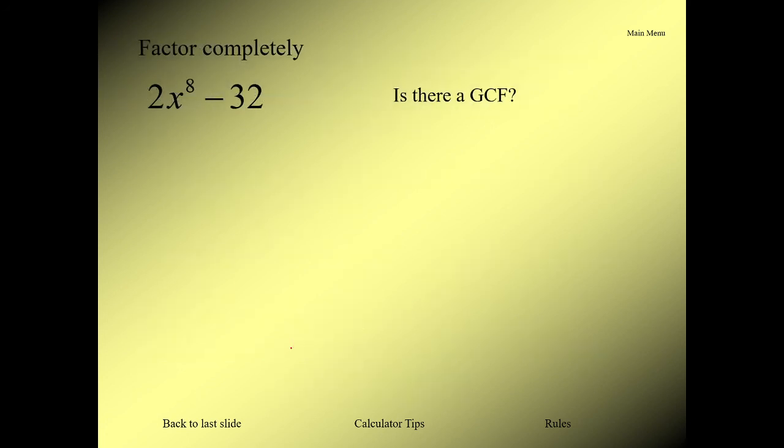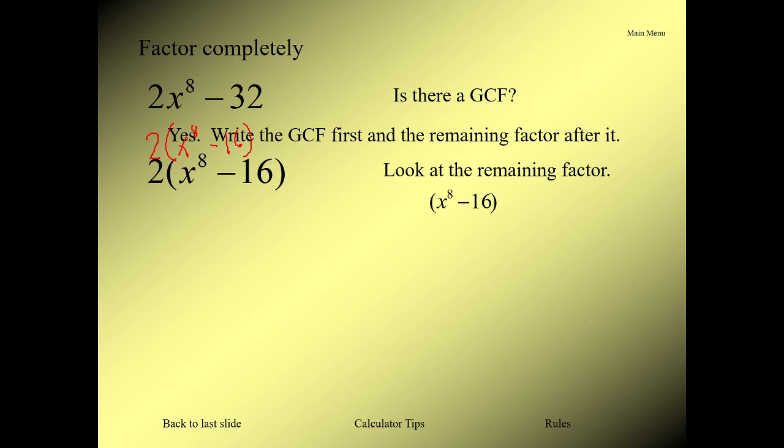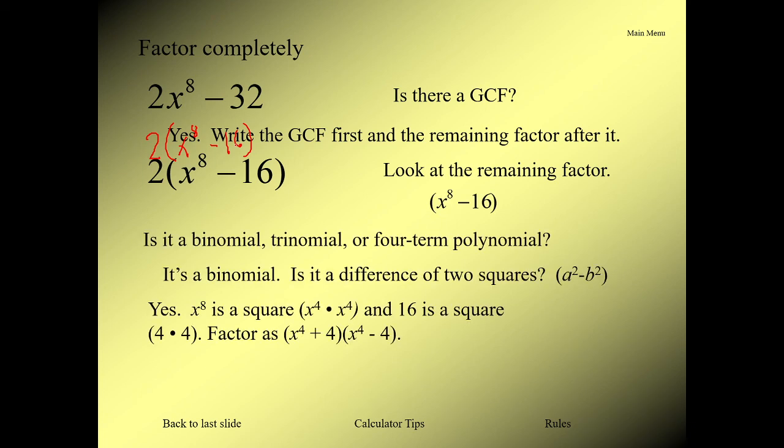Okay, next, factor completely 2x to the power of 8 minus 32. Is there a GCF? There is a GCF, obviously. So the GCF here is 2. That's x to the 8 minus 16. Now we have to ask ourselves, what's the remaining factor of x to the 8 minus 16? Obviously, this is a binomial, and this is a difference of two squares.